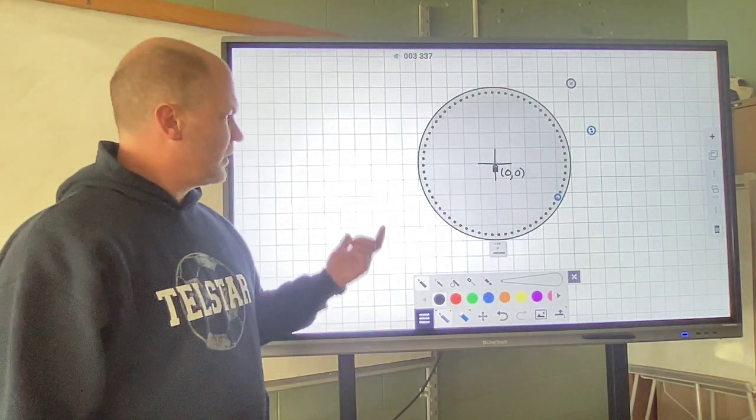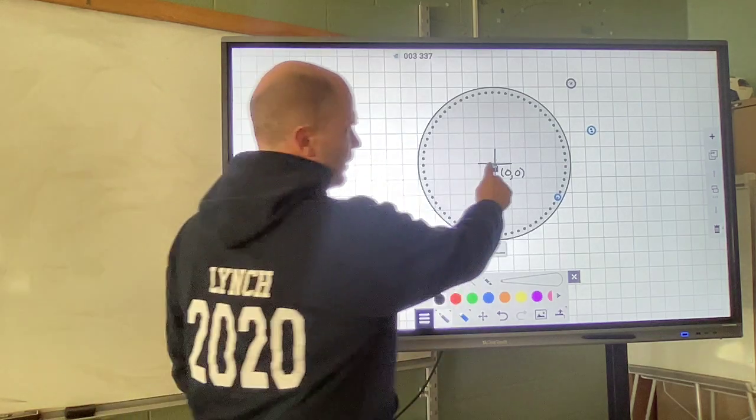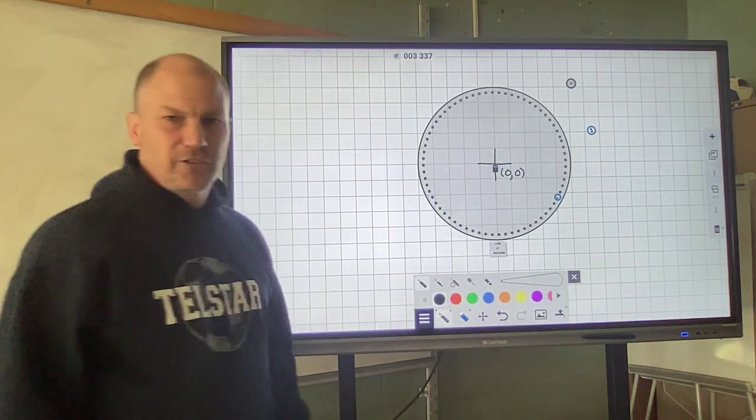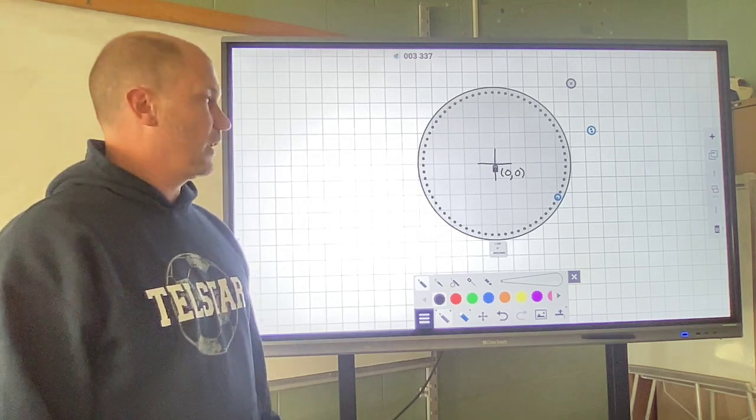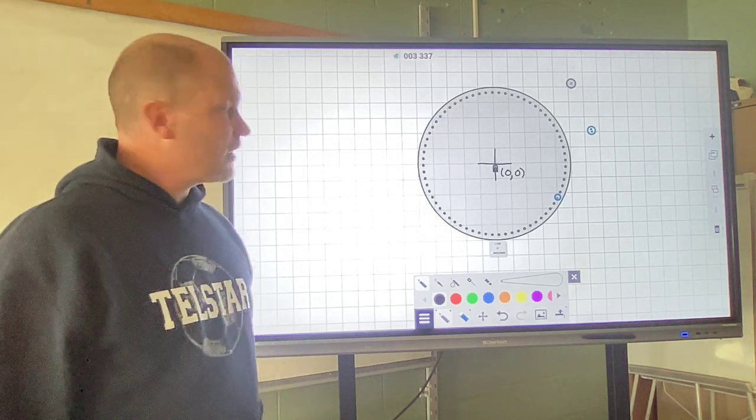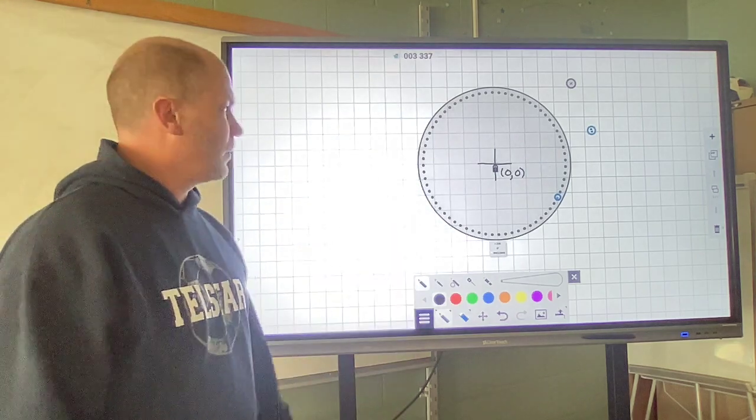We could, if we wanted to, since this is a radius of 1, we see that there's 5 blocks for the radius, so that means each block's about 0.2 units. That doesn't really matter, but if you need some context, that's what we're dealing with.